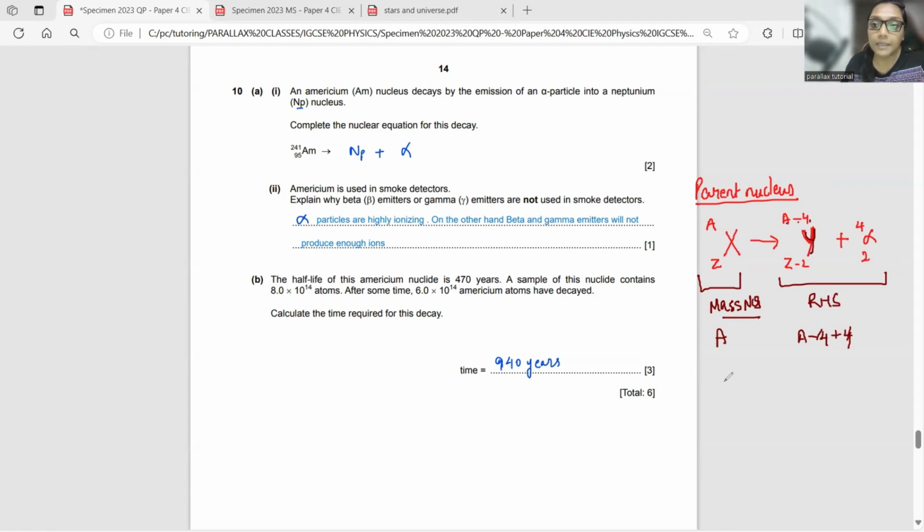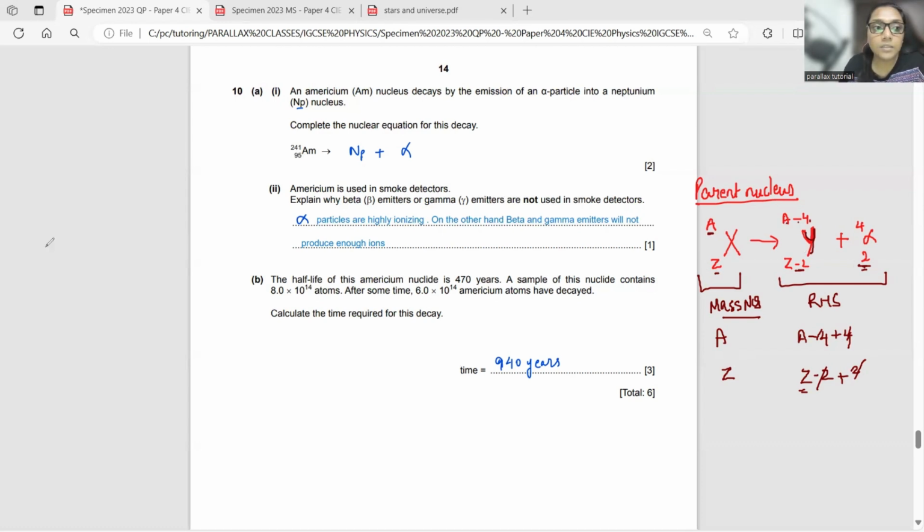Similarly, you also match the atomic number. So if it is Z on the left-hand side and Z minus 2 on the right-hand side, Z minus 2 plus 2, because there's an alpha particle which is emitted, is also Z. So the atomic number has to be equal on both sides of the equation. Similarly, mass number has to be equal on both sides of the equation. Therefore, this is how you make an equation.